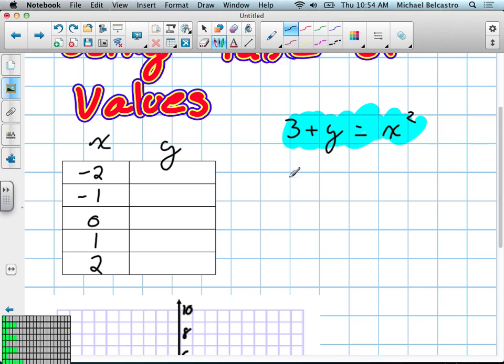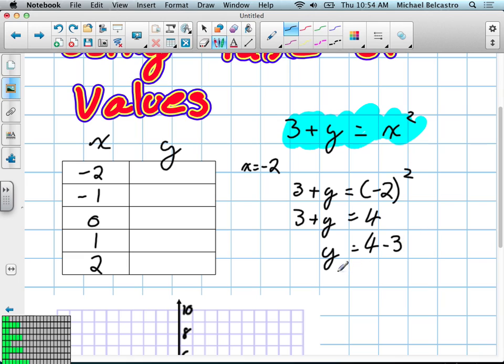So what that means is we have our very first one when x is equal to -2. We have 3 plus y is equal to -2 squared. Okay? What is -2 squared? 4. Yeah, positive 4. We have 3 plus y equals positive 4. I move that 3 over, it becomes negative. Y equals 1.